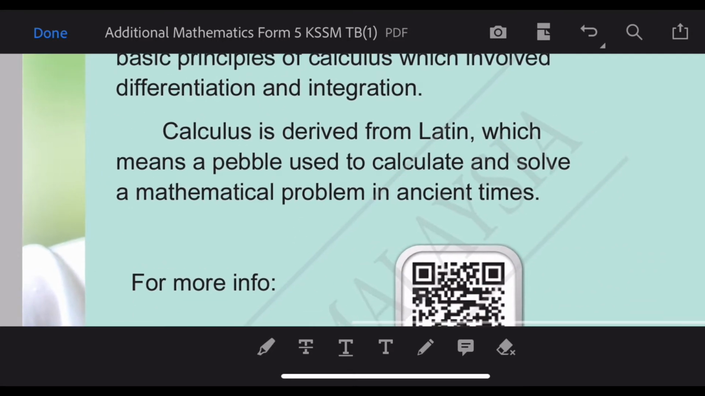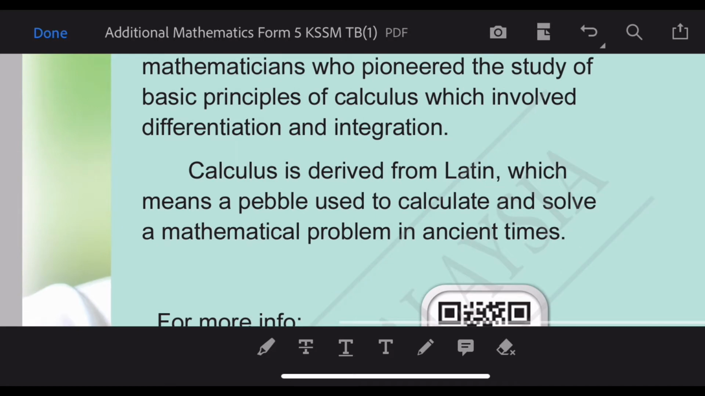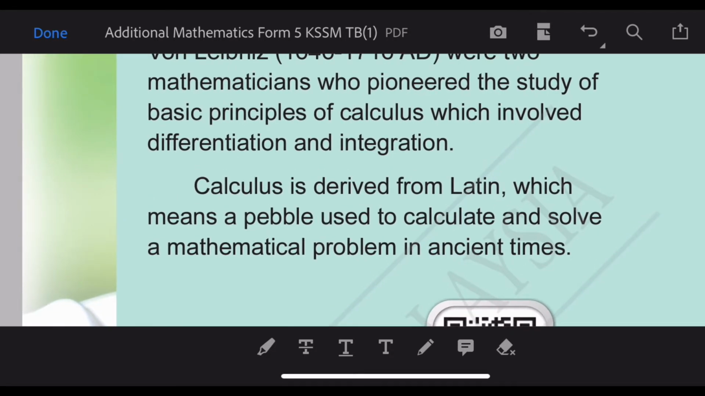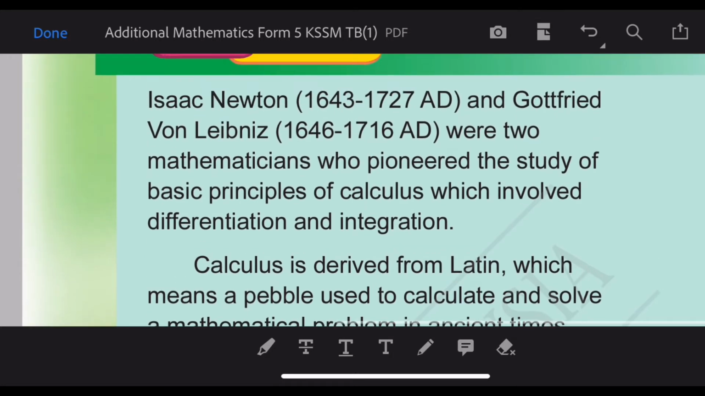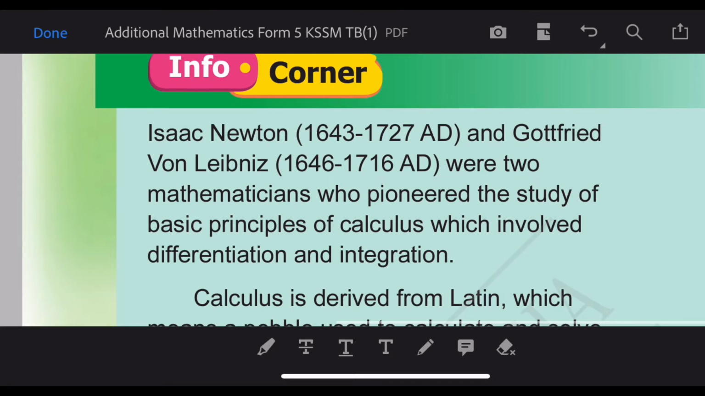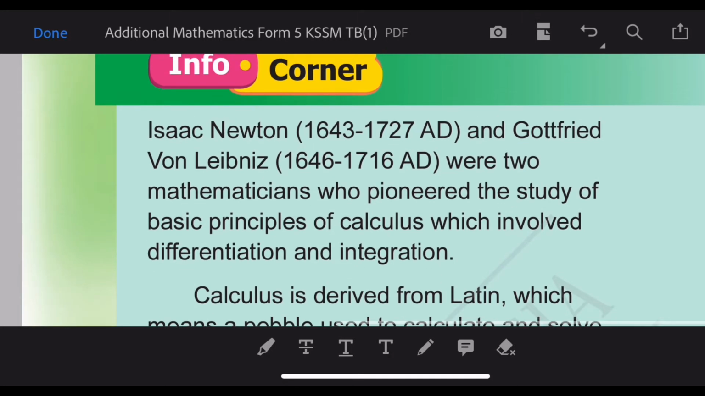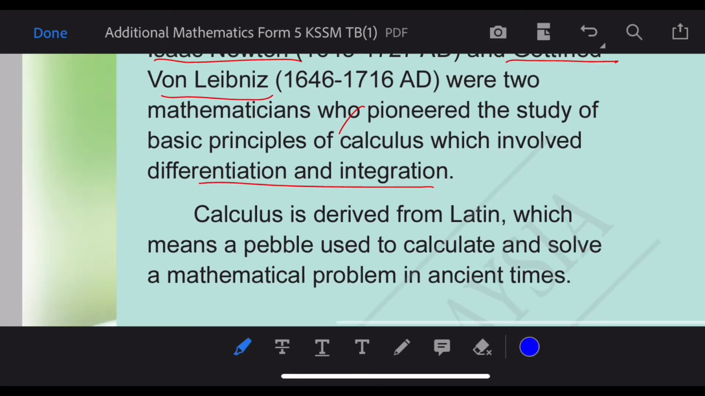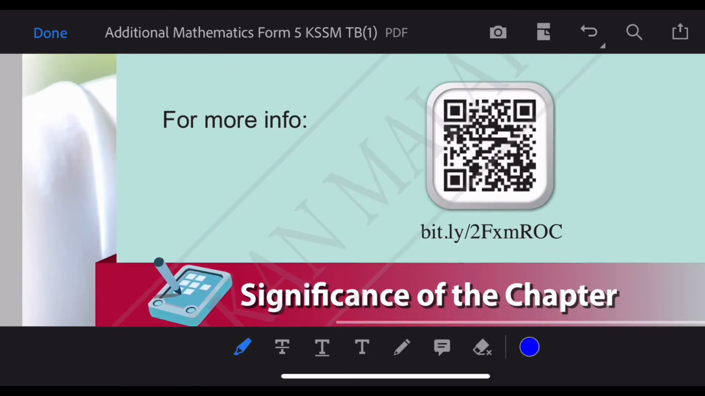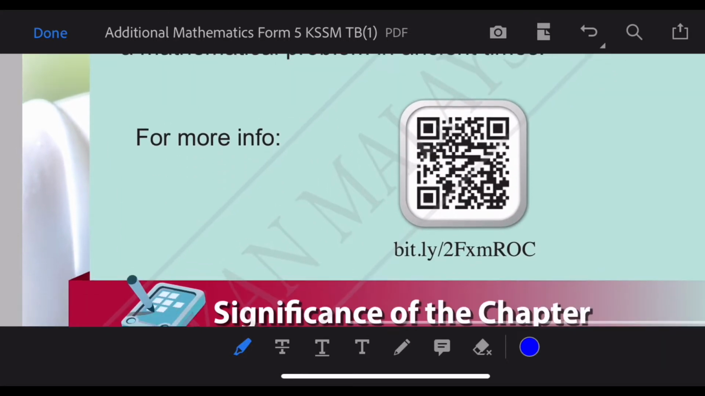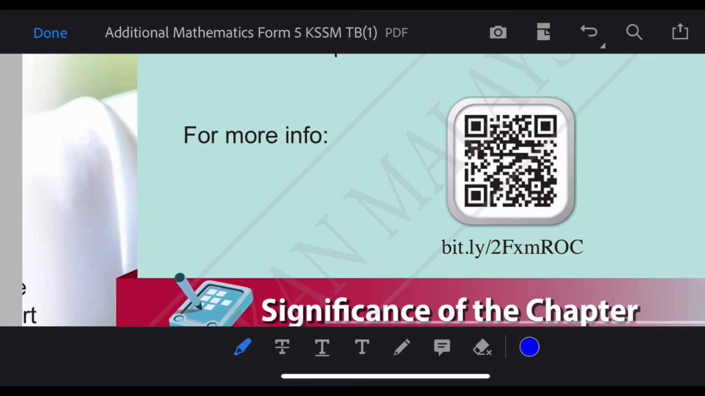Calculus is derived from Latin, which means a stone used to calculate and solve mathematical problems in ancient times. The two mathematicians who pioneered the study of the basic principles of calculus are named here. This is the history of calculus. You can scan the QR code here to find out more information.